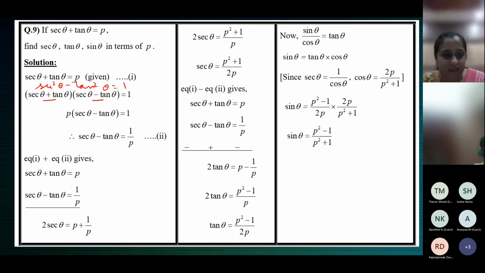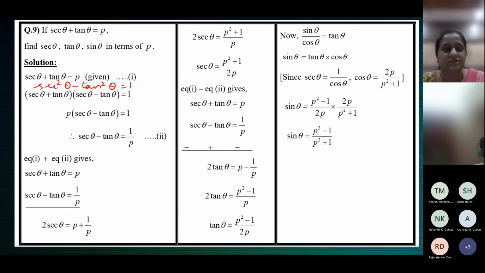See, this identity we write by ourselves. Nowhere is there a clue that we have to write it. Secant square theta minus tan square theta is 1. A square minus b square, so a plus b into a minus b is 1. Now we are given that secant theta plus tan theta is p. So p into secant theta minus tan theta is 1. So secant theta minus tan theta is equal to 1 by p. This p comes to the other side for division. Please write this here. Secant square theta minus tan square theta is equal to 1. You'll have to write that.